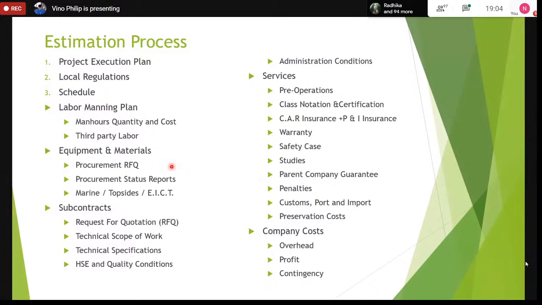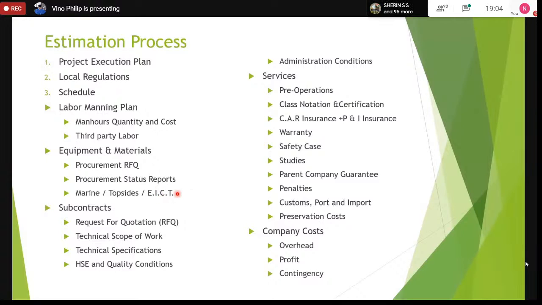RFP stands for request for quotation. And we have to keep following up during this estimation process, the status, the PSR reports or the procurement status reports, to ensure that we're getting feedback from the vendors with their estimates as per our requirements. And we have to do this for all the areas, the marine equipment, the topside modules, and the EICT, which is electrical, instrumentation, controls, and telecom.